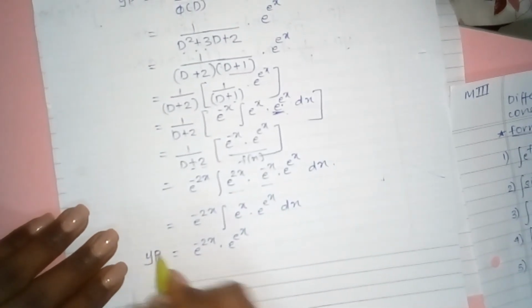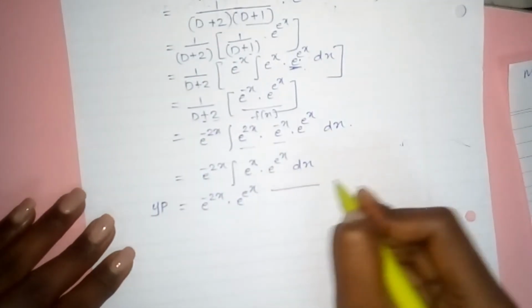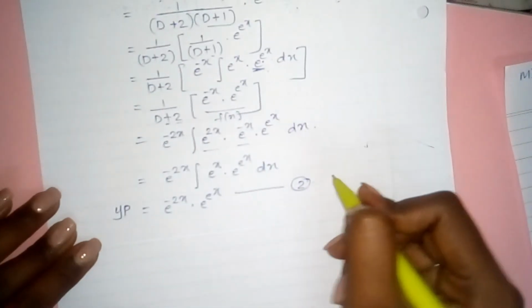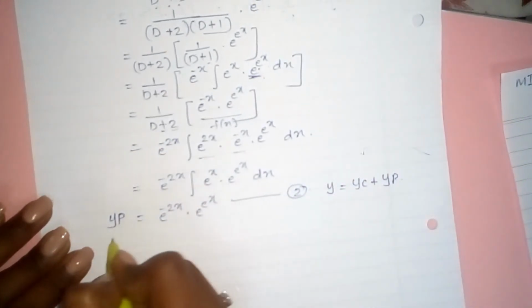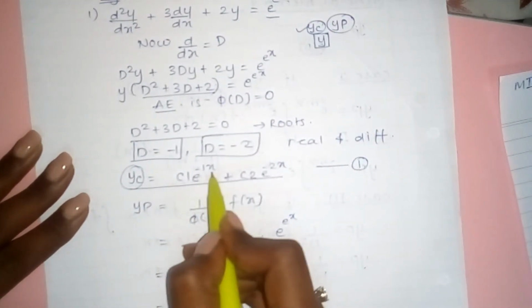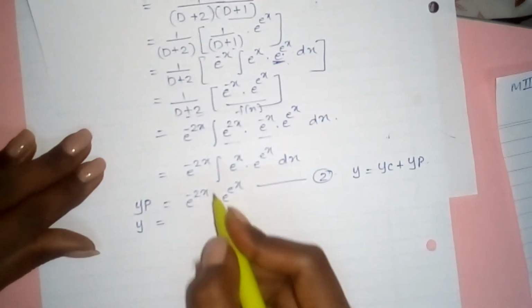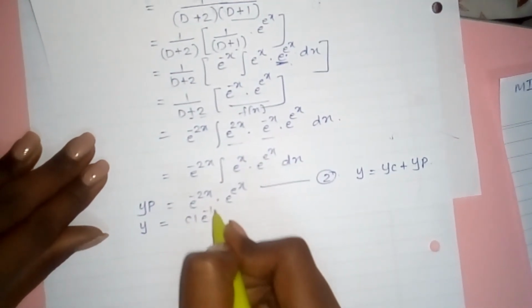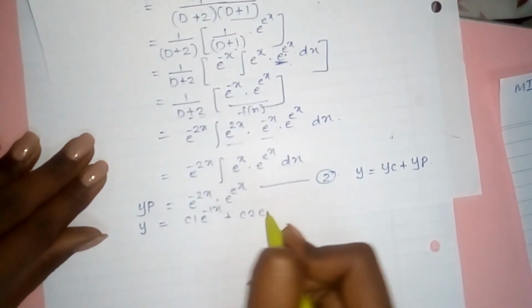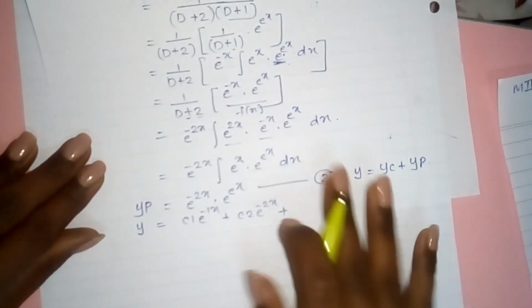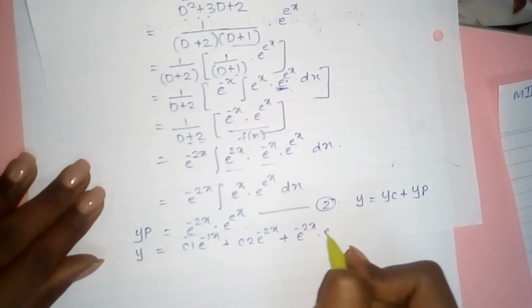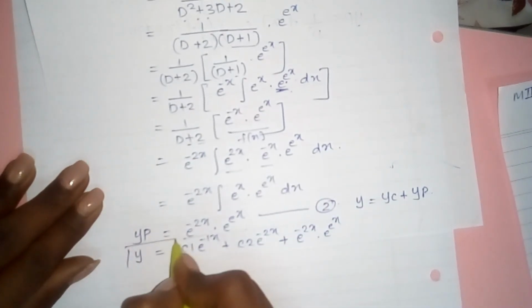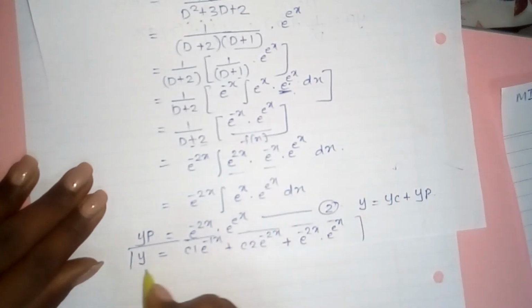This is the yp. Now we can term this as equation 2. Now what we had to do is y is equal to yc plus yp. So y is equal to, the yc is this one, c1 e raised to minus 1x plus c2 e raised to minus 2x plus this equation, that is e raised to minus 2x into e raised to x. So this is our final answer, that is the y.